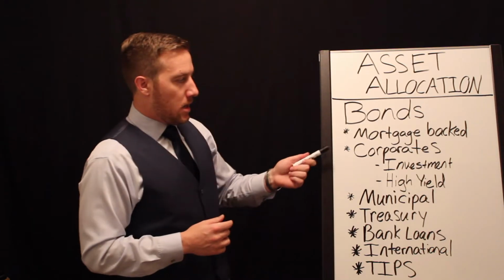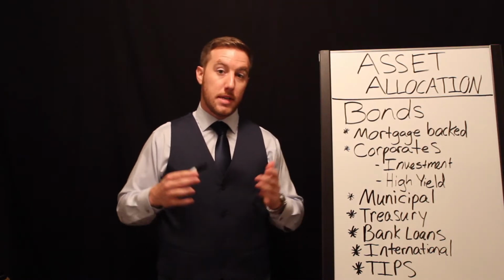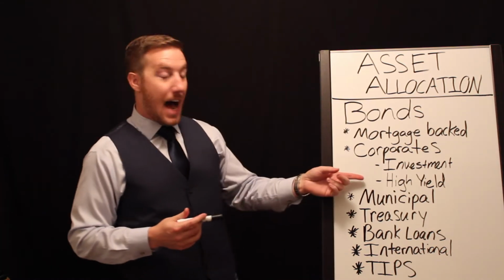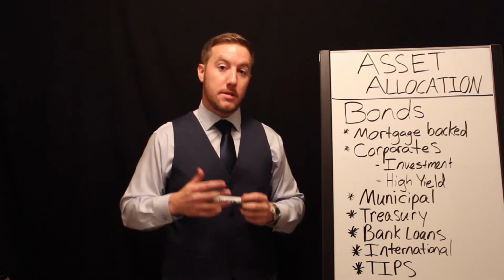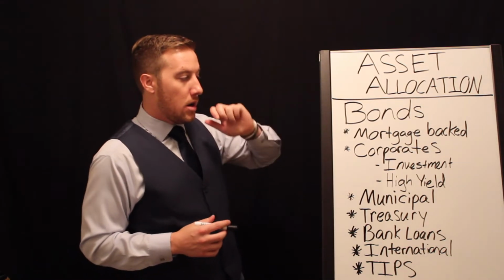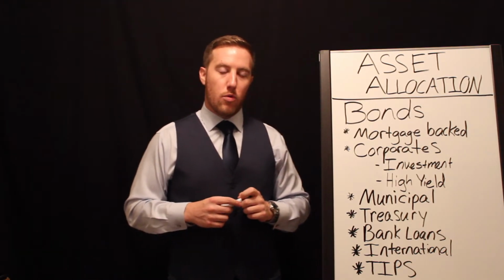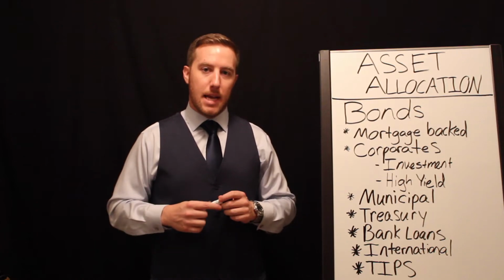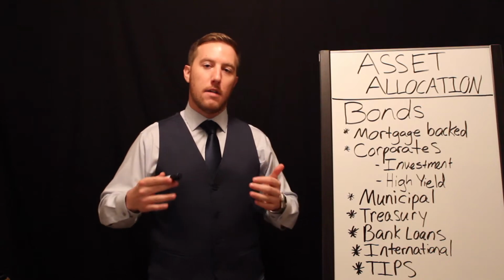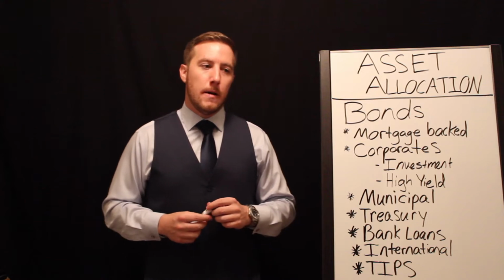Next we have corporates. Now there's really two main subcategories in corporate bonds. We have investment grade bonds and we have high yield bonds, commonly also known as junk bonds. The main difference between these two is their creditworthiness. There are rating agencies out there, for example Moody's, that rate the overall creditworthiness of companies, similarly to how individuals have a credit score.